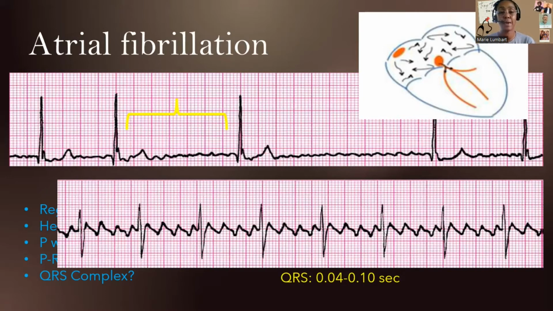A flutter can be regular or irregular. So if you have 4 flutter waves in between each R wave, you're going to have an irregular rhythm. Atrial fib is always irregular. So just take a look at these pictures to help you solidify in your mind the difference between AFib and A flutter. And sometimes the patient could have both.